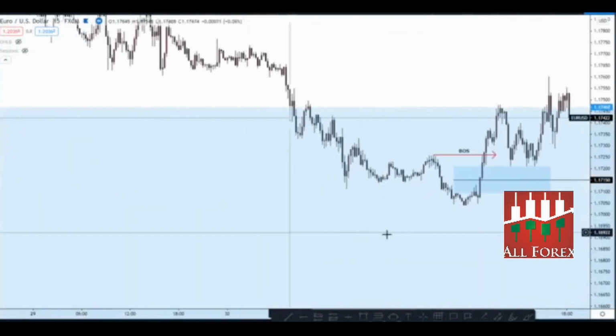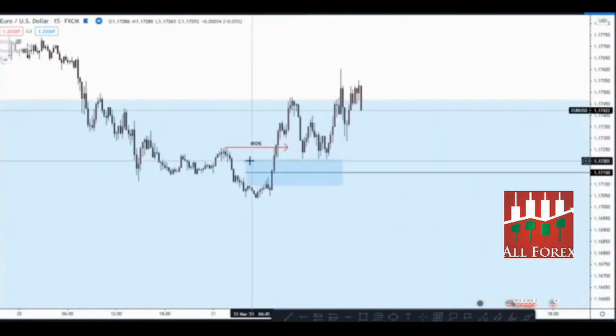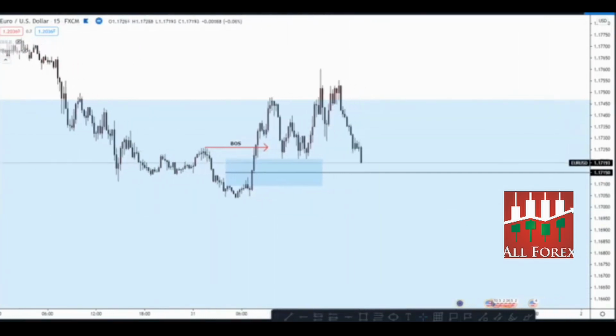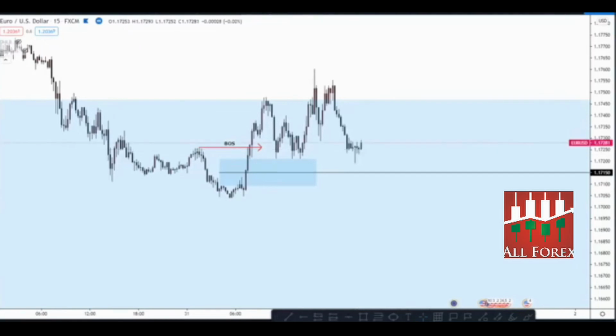So boom, it did tap into our 4H OB, which was somewhere over here, but then we noticed that there's imbalance over here. And if you check the 2H time frame, there's a second OB. So all we really did is we implemented imbalances, and we implemented market structure, and we implemented a higher time frame to the lower time frame.